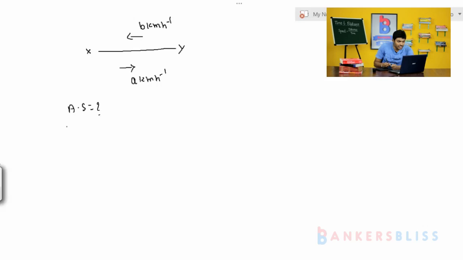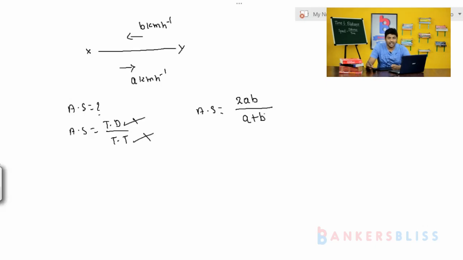So, what we know, average speed is total distance by total time. But can you calculate the distance? No, because nowhere they have given any data regarding the distance. Can you calculate time? No. If they could have given time, then you could have calculated the distance. If they could have given the distance, then you could have calculated the time, because you know the speed. But here they have not given the distance as well as time. Then average speed is equal to 2 into A into B divided by A plus B. So, this is the formula we use to calculate the average speed.